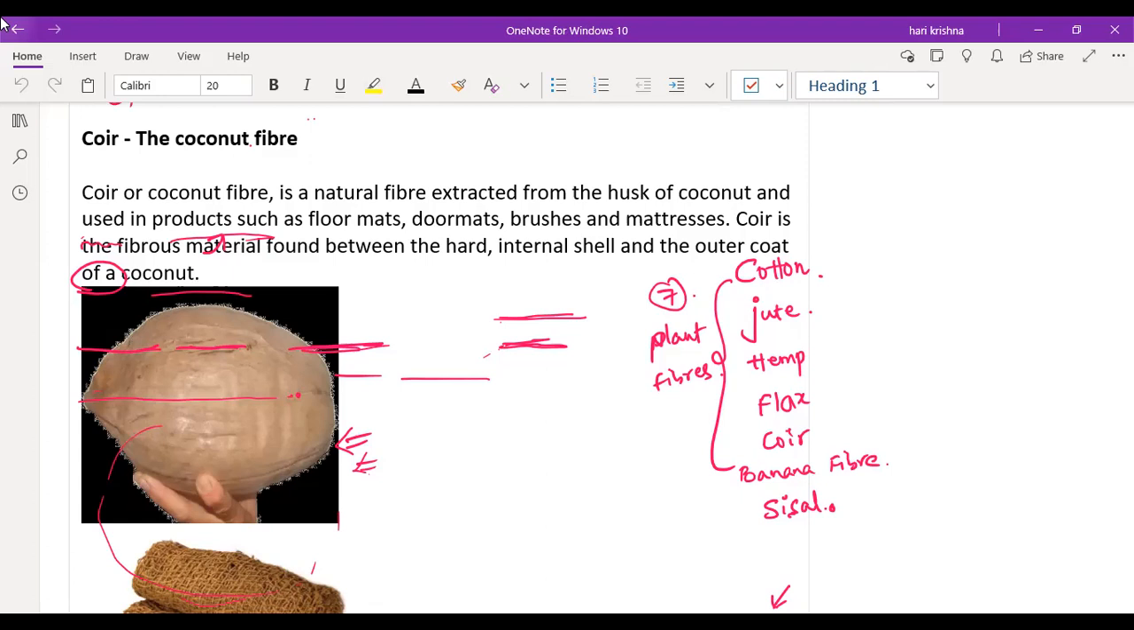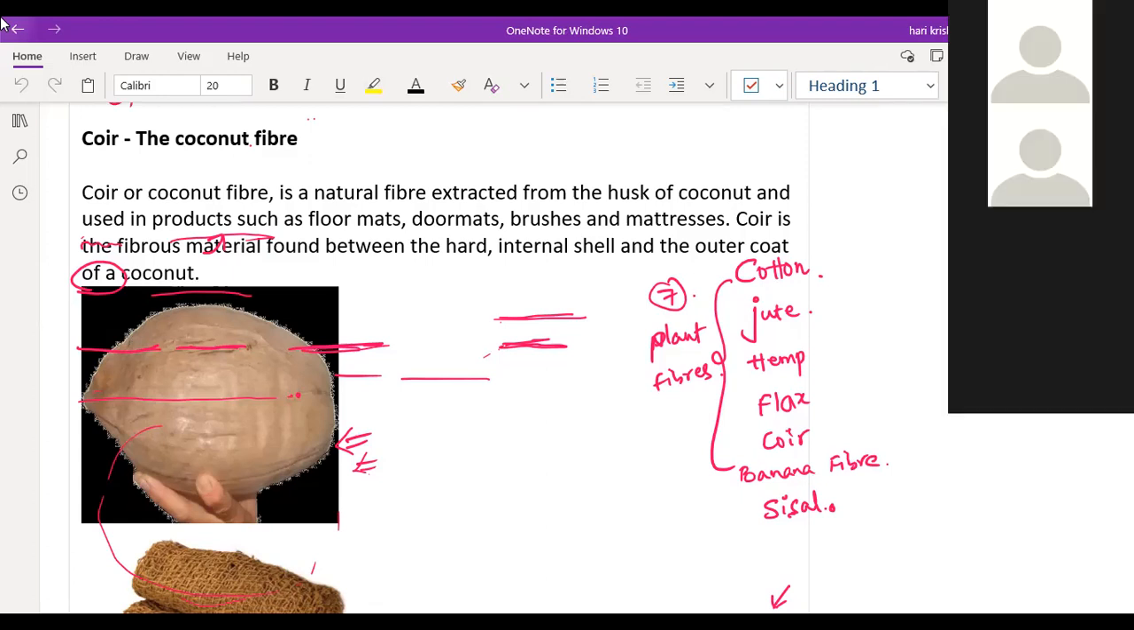Okay, sir. The outside layer, not the inside shell, you can't use for the preparation of this coir. Okay.